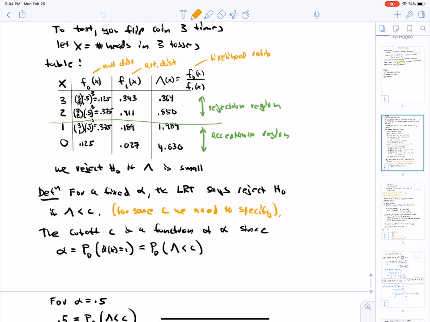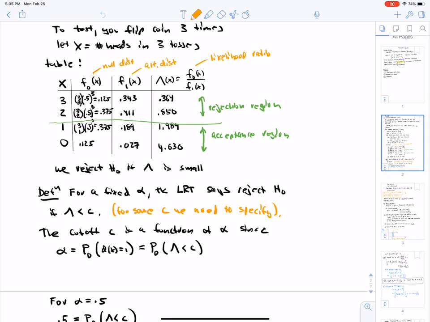So, of course, we have 0, 1, 2, or 3 heads. And the null distribution, which is f sub 0 of x, we can find by the binomial formula for n is 3 and p is 0.5. The alternative distribution, f1 of x, is given by the binomial formula for n is 3, p is 0.7. And the likelihood ratio is the ratio of the null to the alternative distribution.